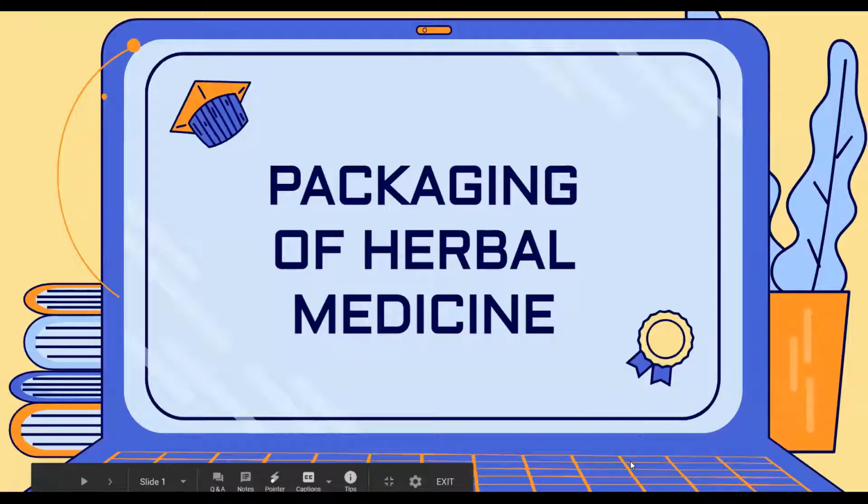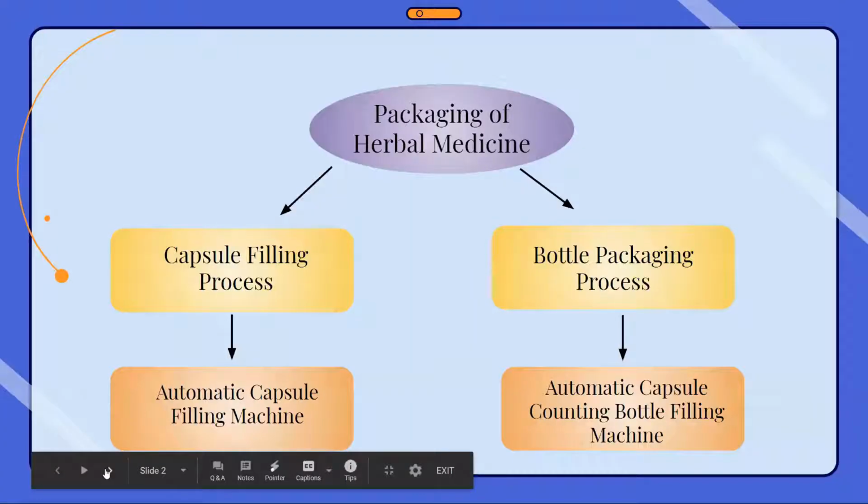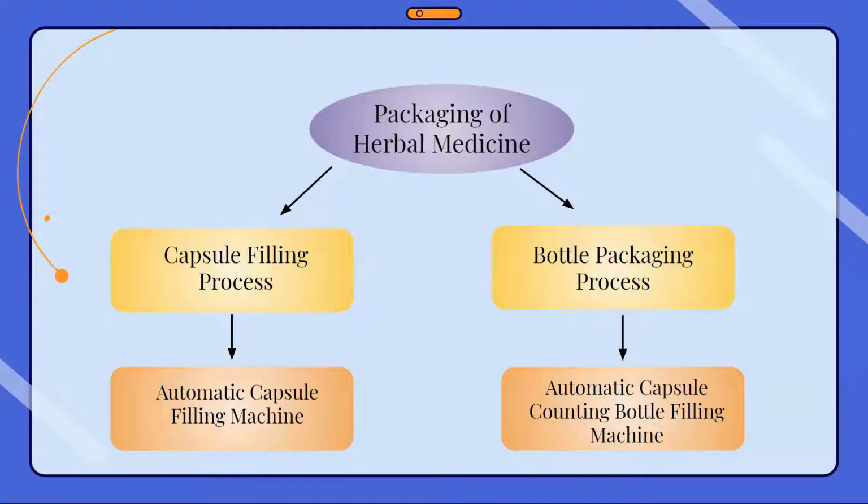We are from Group 4 and would like to present packaging of herbal medicine. Packaging of herbal medicine is divided into two: the capsule filling process and the bottle packaging process. For the capsule filling process, I use an automatic capsule filling machine, while the bottle packaging process uses an automatic capsule counting bottle filling machine.